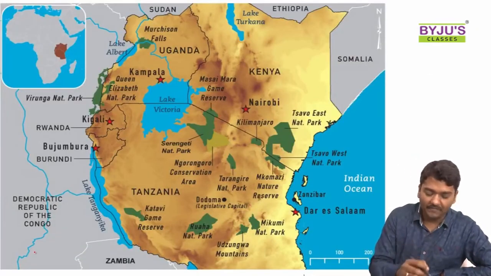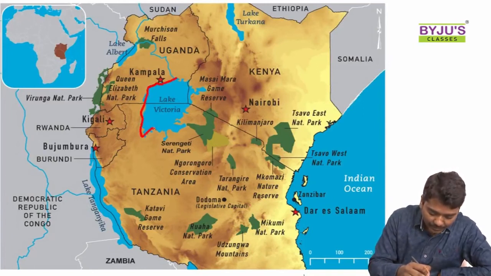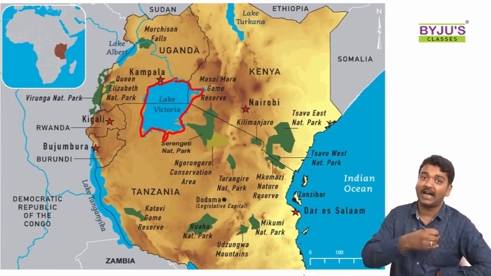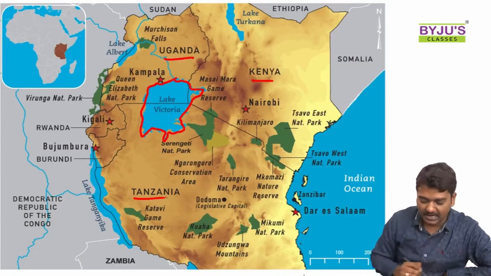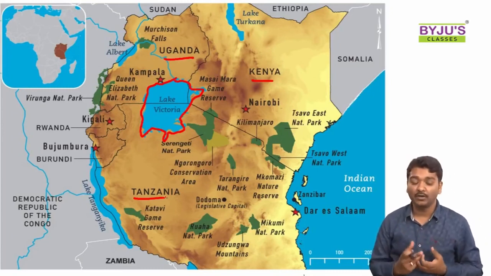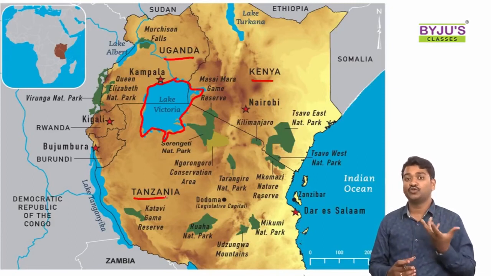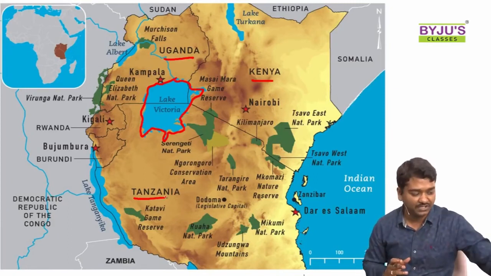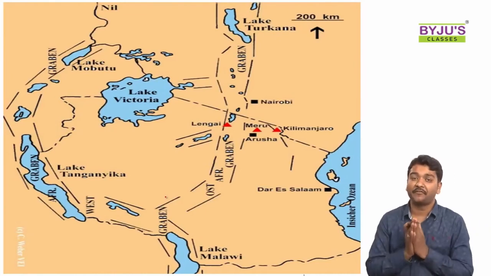So in Africa, the other important thing that you need to observe is Lake Victoria. And when you are talking about Lake Victoria, see the countries which are surrounding Lake Victoria: Kenya, Uganda, Tanzania. So a question can be asked on countries surrounding an African lake also, because people don't usually focus on these areas much. Next, you need to see East African Rift Valley.